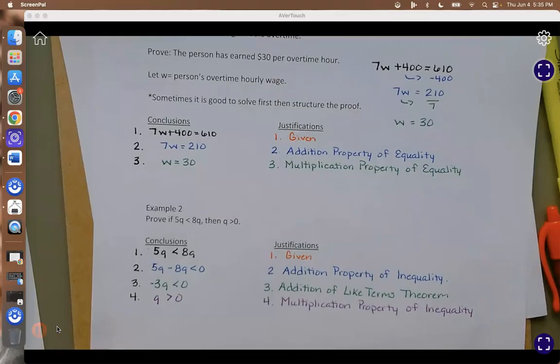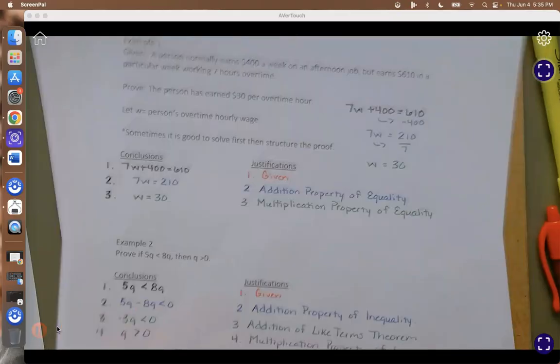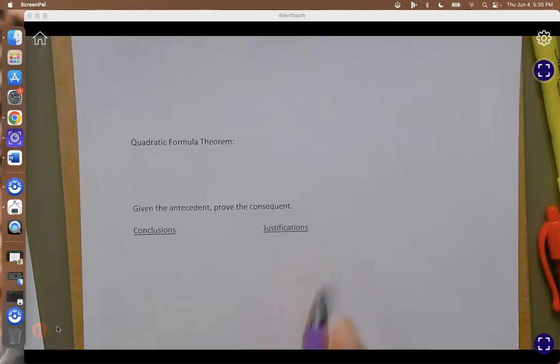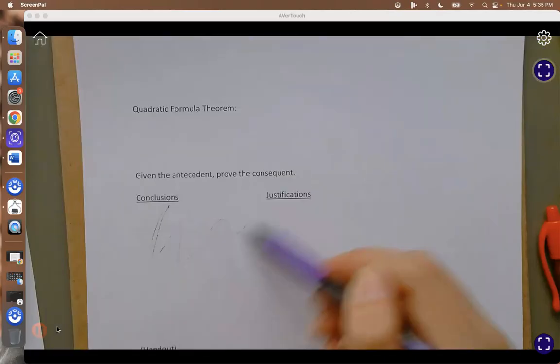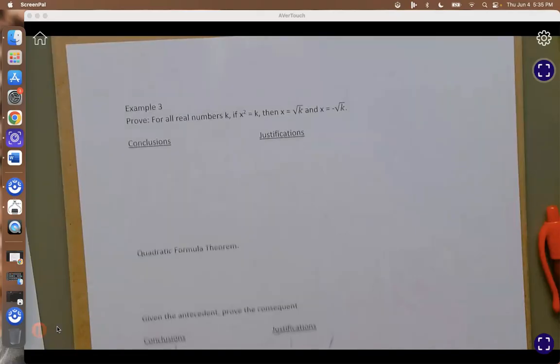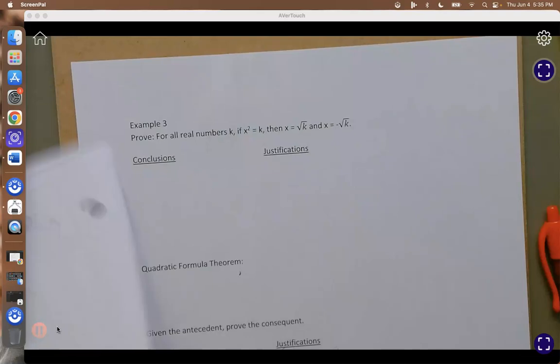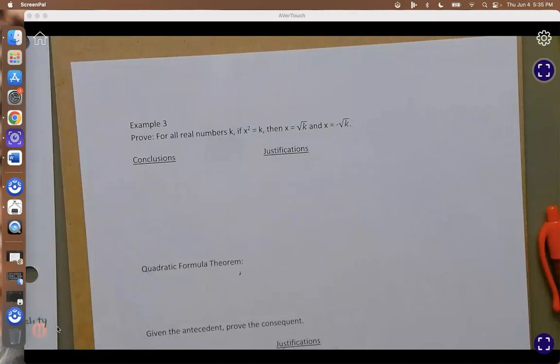Okay, and if you need to watch that again, feel free. Just rewind it. All right, we're not going to do this down here. We are going to refresh our memory on what the quadratic formula is, because you're going to have to use the quadratic formula just for some basic working problems.